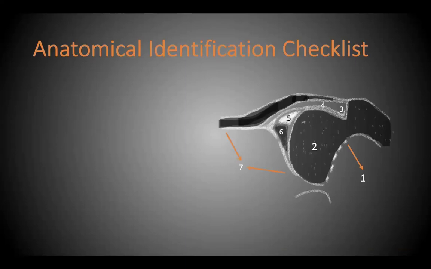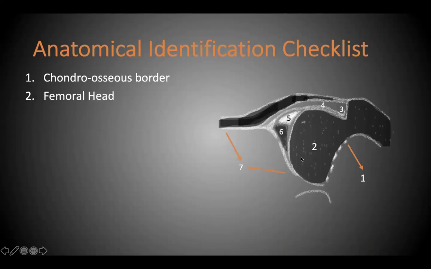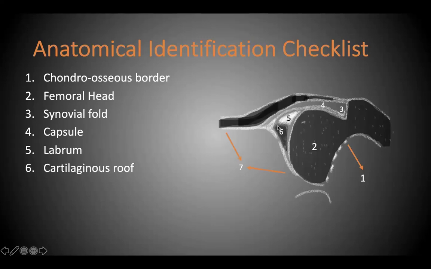The anatomical identification checklist includes all the 7 structures that I just spoke about. The first structure is the chondro-osseous border. The second structure is your femoral head. The third structure is the synovial fold. Fourth is your capsule, which goes from the synovial fold all the way up to the top. Then the fifth structure is your labrum. Sixth structure is the cartilaginous roof.